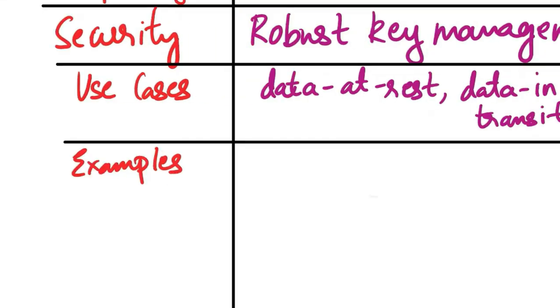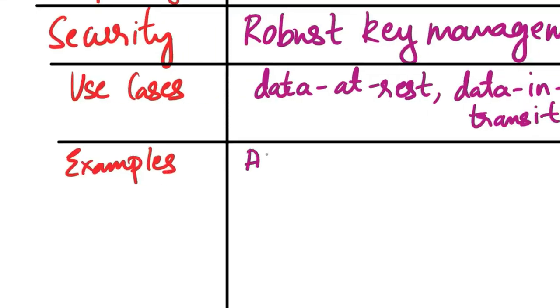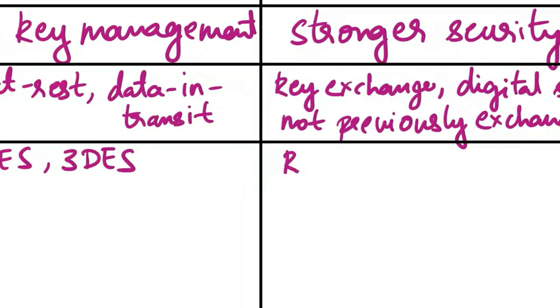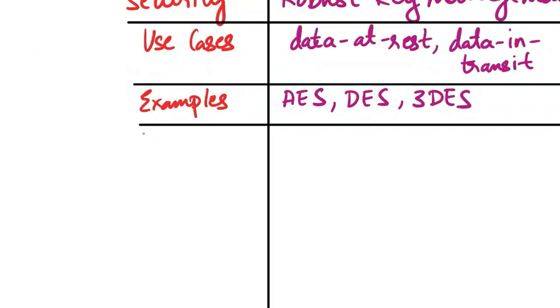Examples. Symmetric examples include AES, Advanced Encryption Standard, DES, Data Encryption Standard, Triple DES, and then asymmetric examples include RSA, ECC, elliptic curve cryptography, and also algorithms used in HTTPS, SSH, and digital signatures. Next aspect of comparison is key generation.